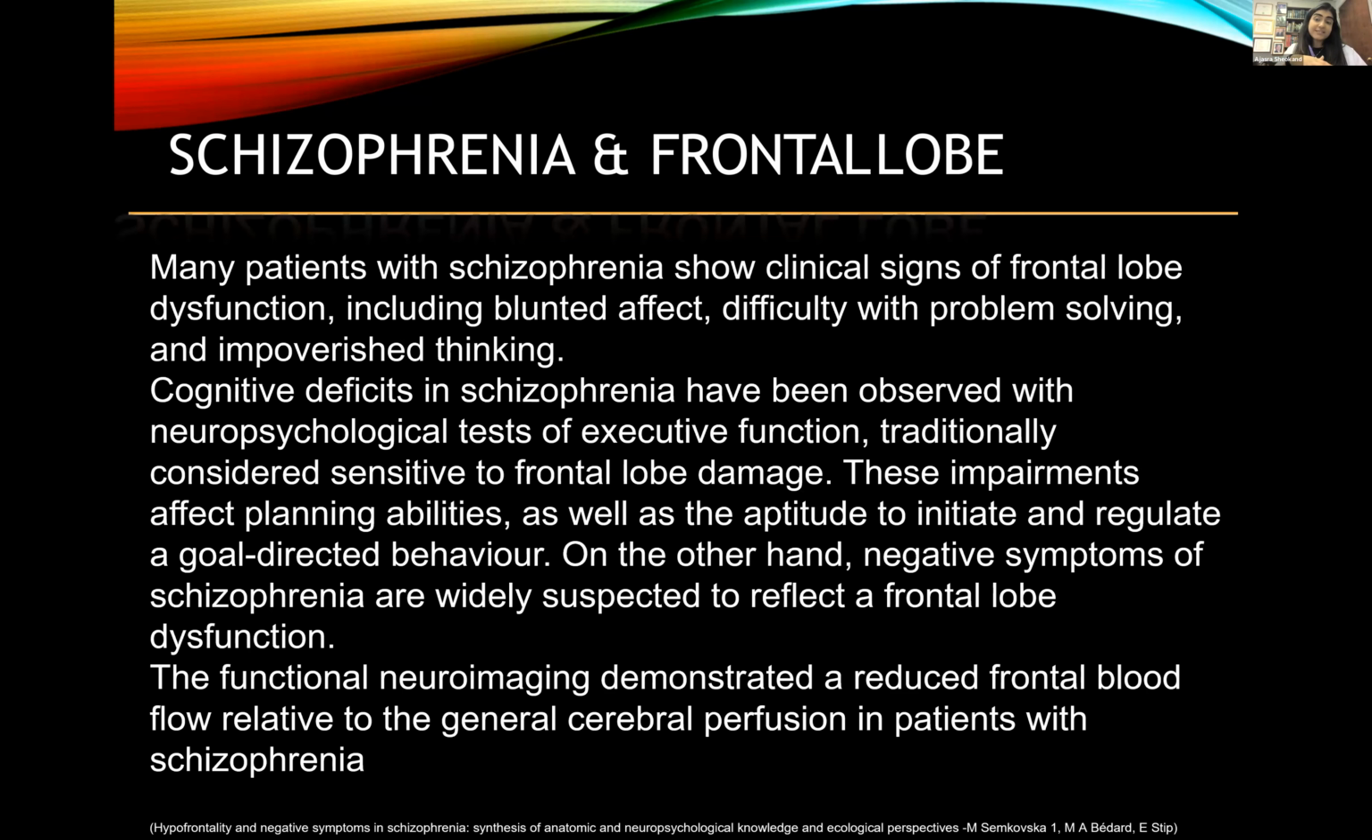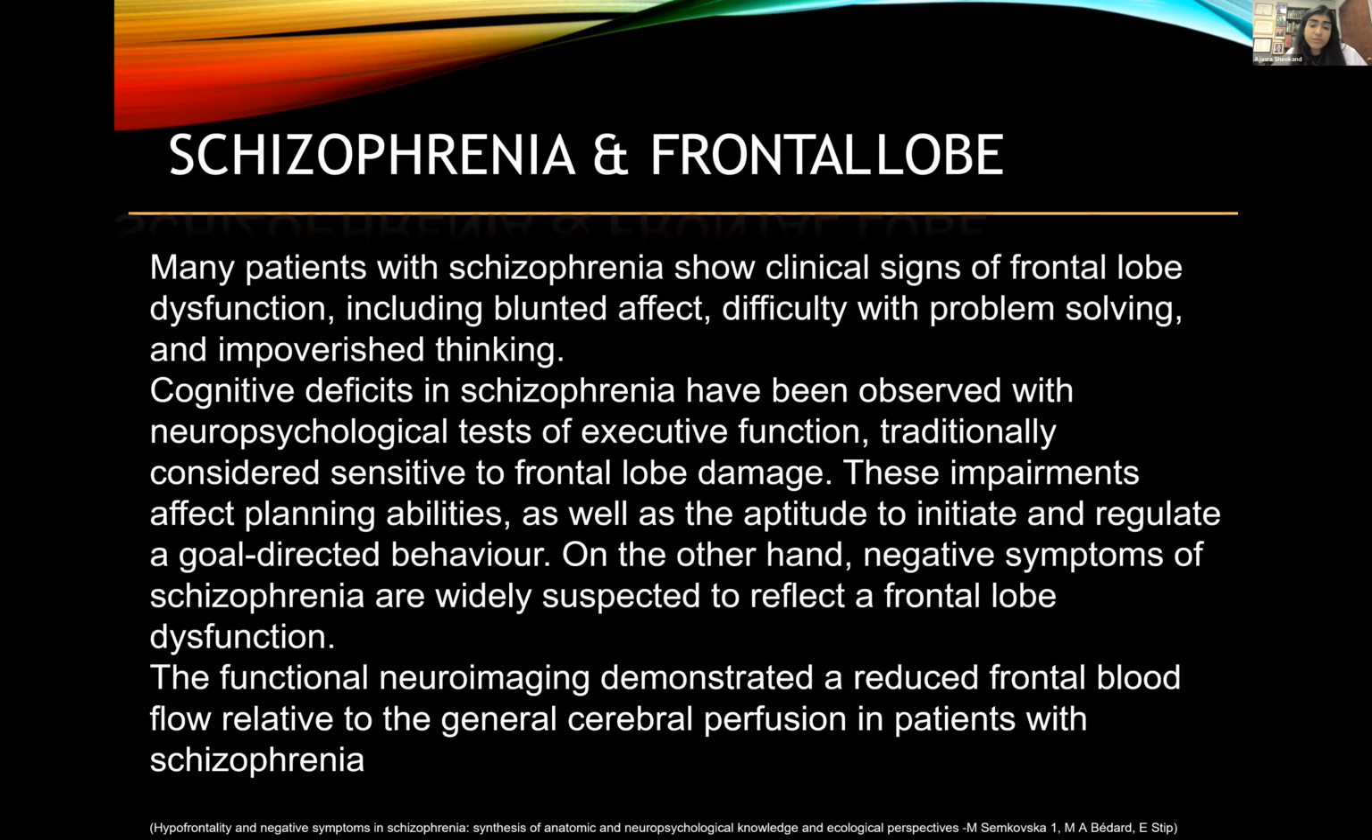And as we had previously discussed, that is actually one of the functions of the prefrontal cortex. It helps us to plan things. It helps us to orient ourselves to our surroundings, to have goals, to have a working memory. And then if there is any improper functioning of this part of the frontal lobe, that can lead to these symptoms, which is also quite commonly seen in schizophrenia. On the other hand, negative symptoms of schizophrenia, as we discussed, are quite widely suspected to reflect a frontal lobe dysfunction.